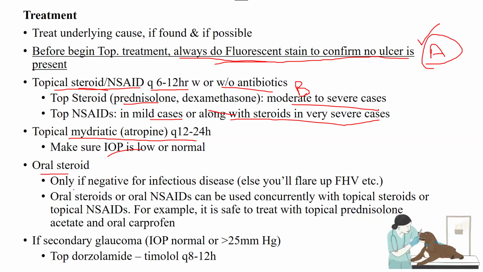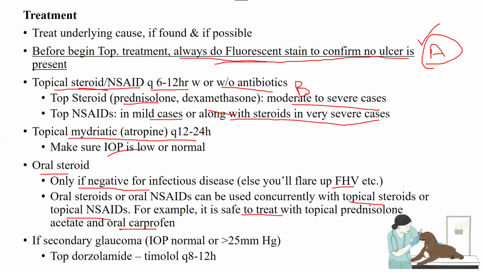Oral steroids can be used, but do not use oral steroids if infections are present. If there is no infection present, go for oral steroid. Otherwise, you will flare up infections like feline herpes virus or anything like that. Oral steroids or oral NSAIDs can be used concurrently with topical steroids or topical NSAIDs. So if you are using topical NSAIDs and steroids, you can use oral ones also. For example, it is safe to treat with topical prednisolone and oral carprofen. So they have given you a combination. If you are topically using prednisolone, you can use orally carprofen.